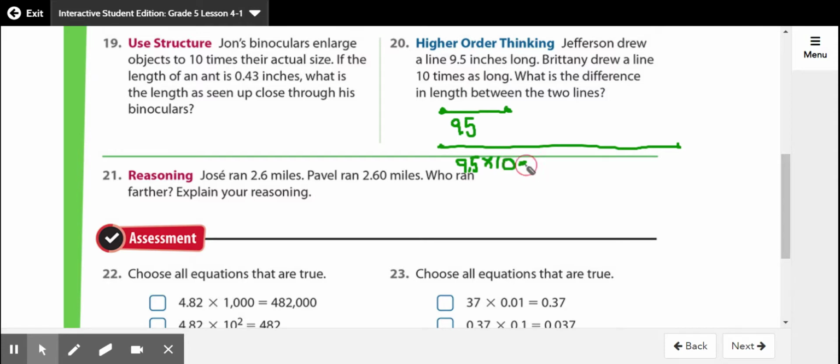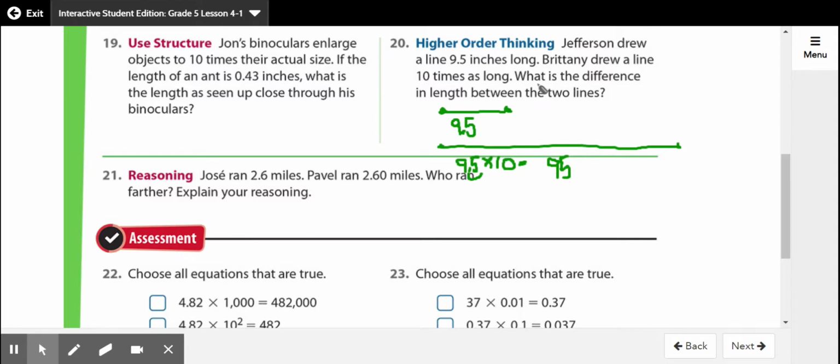So again, I'm making his line bigger. So I'm going to move the decimal to the right one time. There's 1 0. I'm going to move it to the right one time. Okay? So that's going to be 95.0. Or you could just say 95. So her line is 95 inches long. His was 9.5. Okay? And that makes sense because 9 times 10 is 90. So 9.5 times 10 is 95.